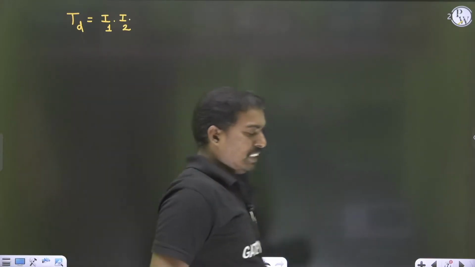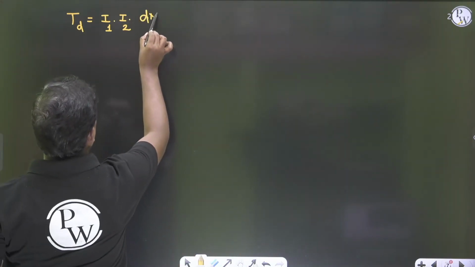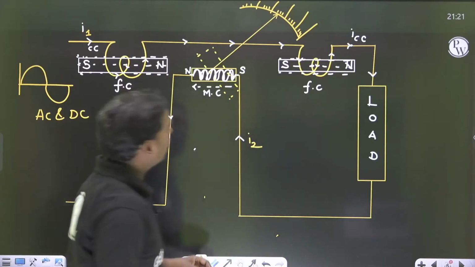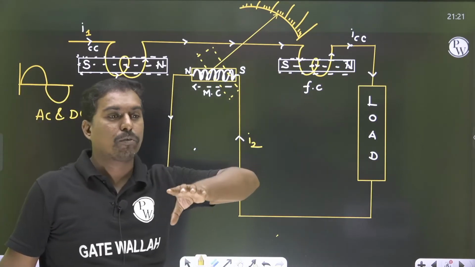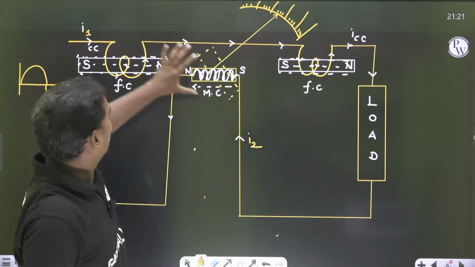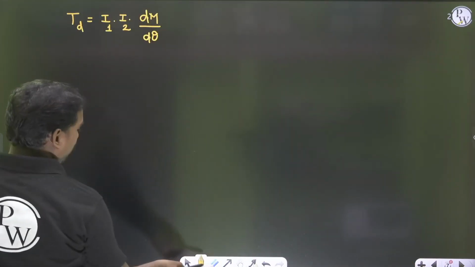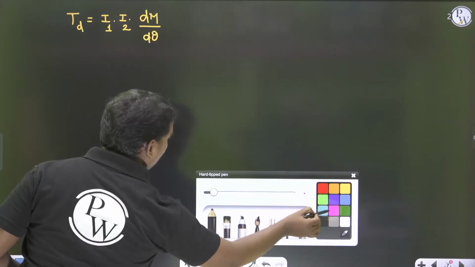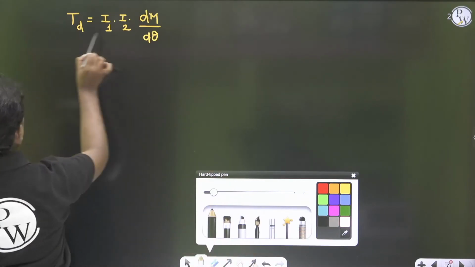It is related to the current I1 term and I2 term into dM by dθ term, because dynamometer is such an instrument which works not according to the concept of self-inductance, it works according to the concept of mutual inductance. So this is the dynamometer deflection torque expression. Please make a note of this point. This is the deflection torque.